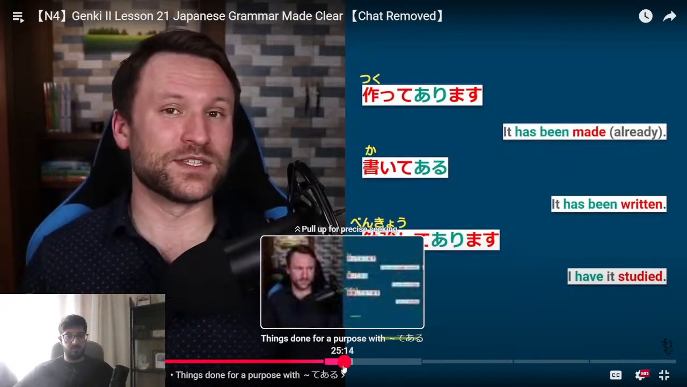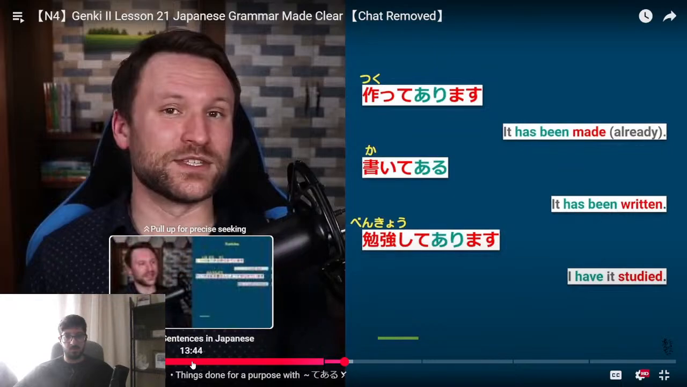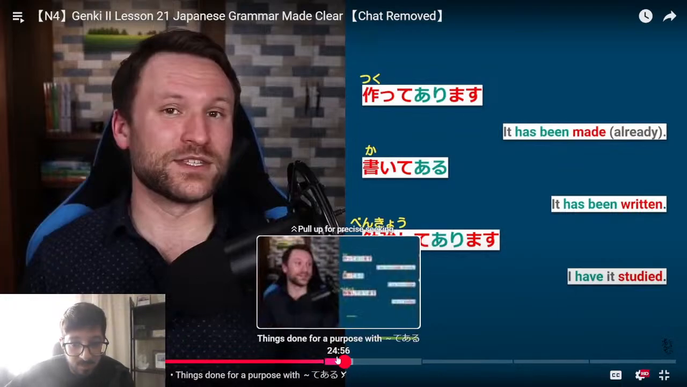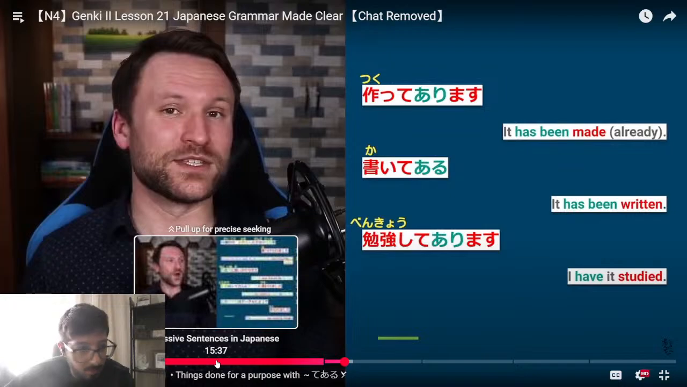So what's the difference between te aru and passive sentences? I have it studied. Have studied. Benkyou shite arimasu. It has been written. Benzerka, how is it going? How are you? So yeah, we continue with where we left off. But I'm trying to figure out what's the difference between te aru and passive voice.